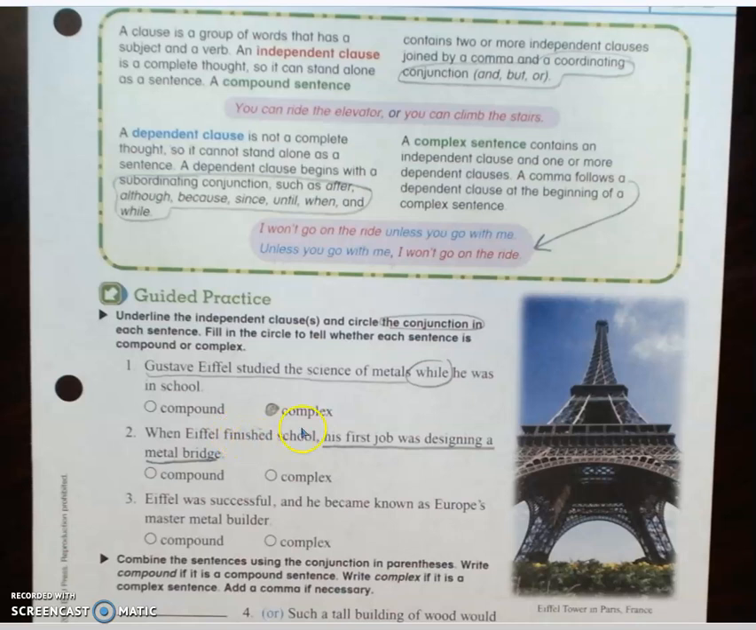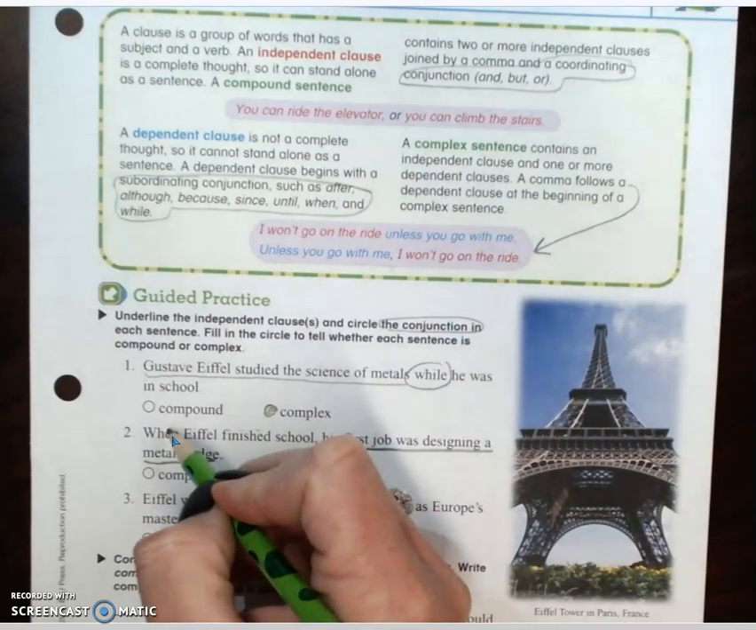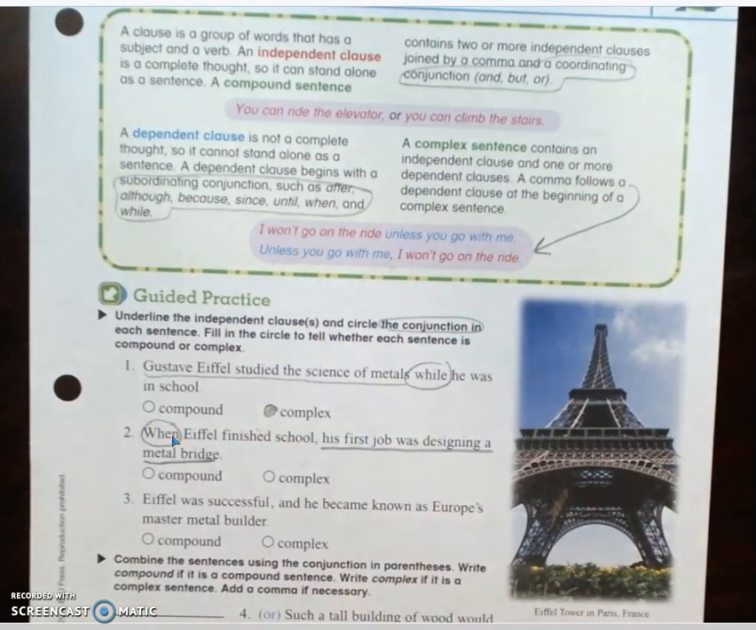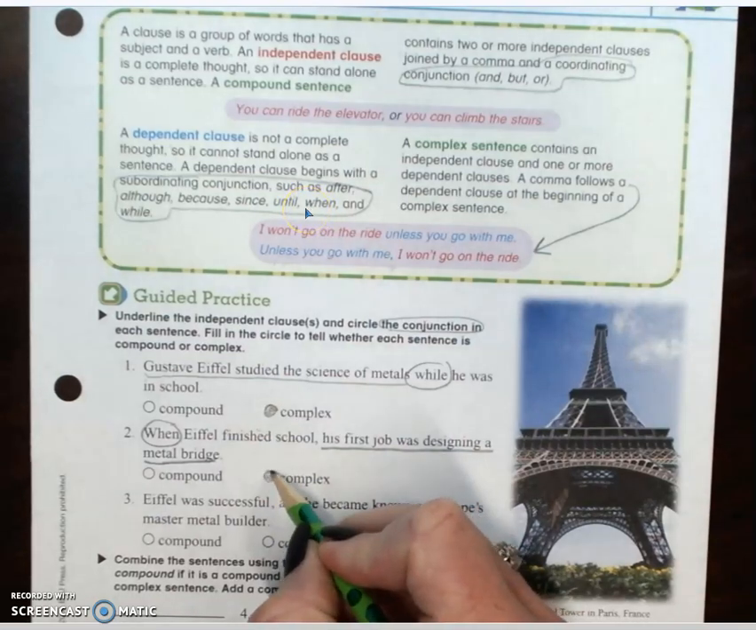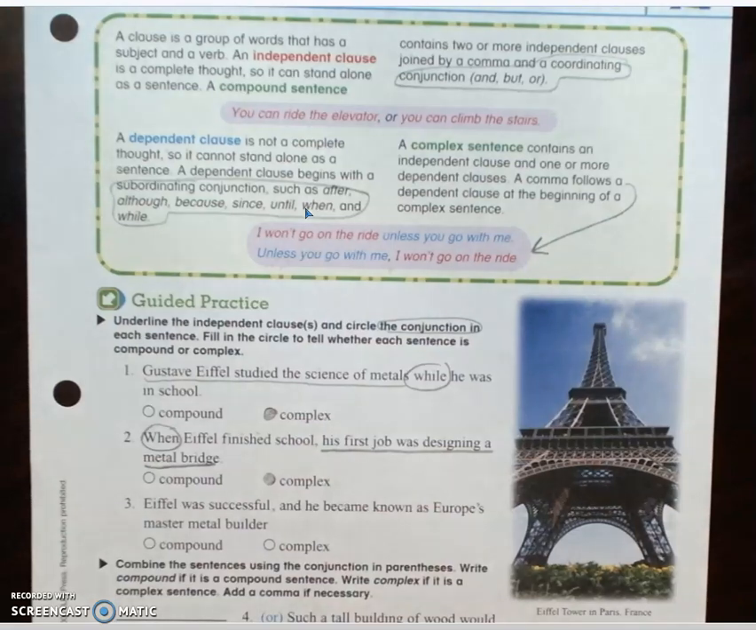When Eiffel finished school, which one of those words do you think is the conjunction? It's when. So we're going to circle when. And is when one of these subordinating conjunctions? Do you see that up there? Yes, we do. So since we do, this is going to be a what? A complex sentence.